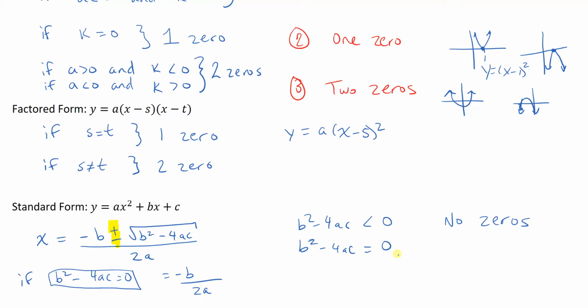Okay? And the usual case that we end up with is a number under the square root. We take the number, and then we have minus b plus that number and minus that number. So we get two different roots. So b squared minus 4ac being greater than 0 would be 2 zeros.